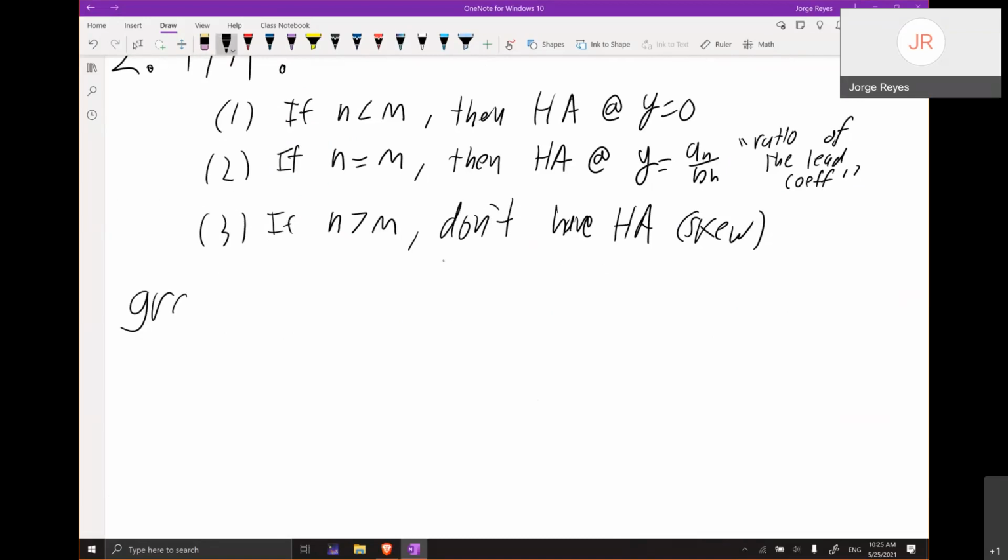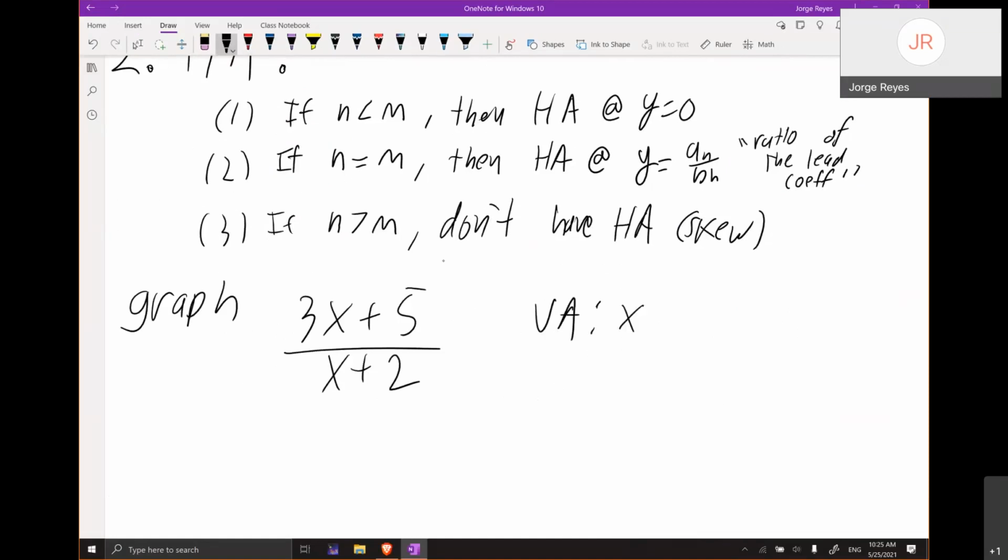We want to graph 3x plus 5 over x plus 2. The vertical asymptote, hopefully we can all see, is x equals -2. The horizontal asymptote, these have the same power, so the horizontal asymptote is y equals 3 divided by 1, or 3, because it's 1 here.